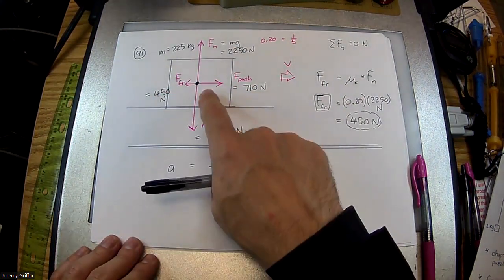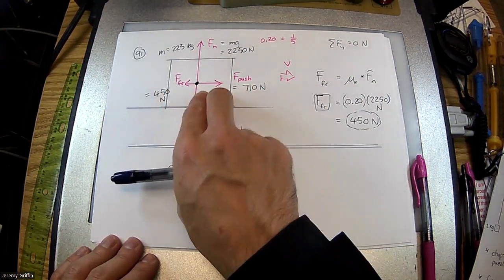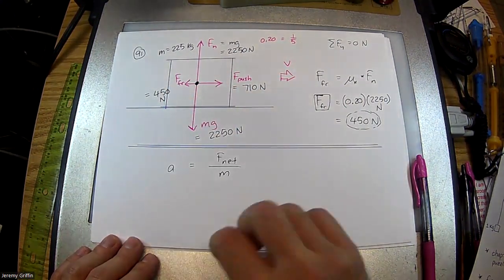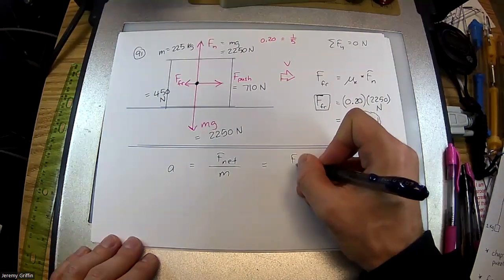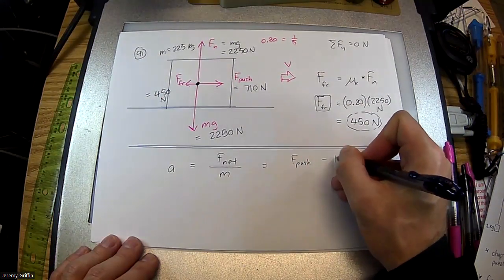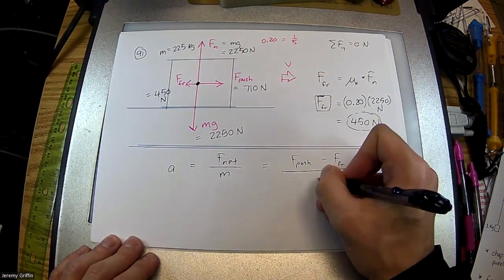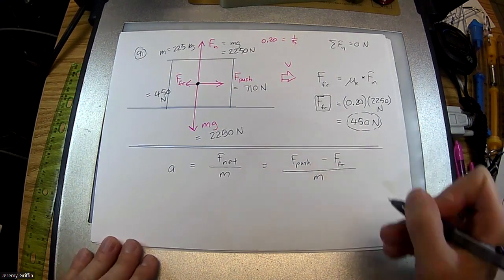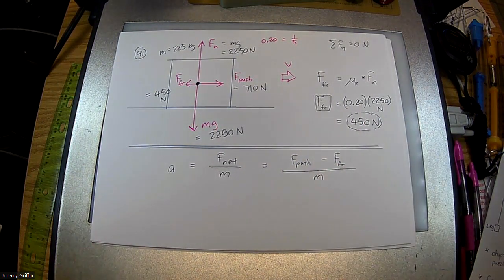Isn't that going to be how hard you're pushing minus the friction? There's going to be some net force between those two. So that's F push minus the friction force is the net force. Divide that by the mass, you'll get the acceleration. The block's accelerating along the horizontal axis.